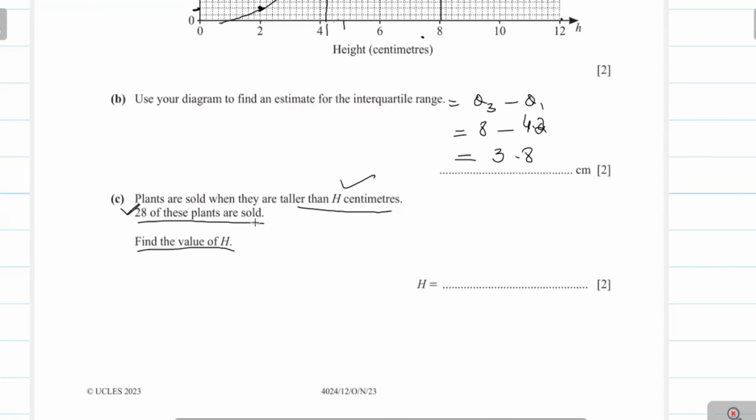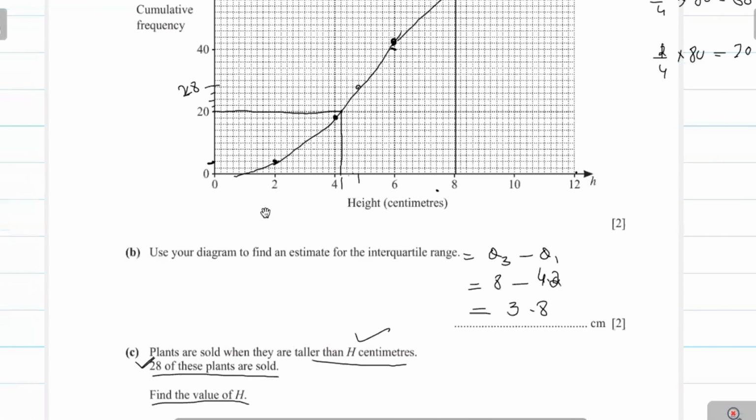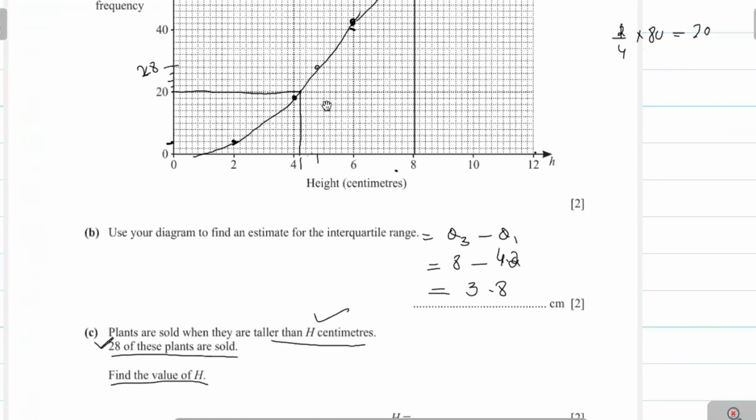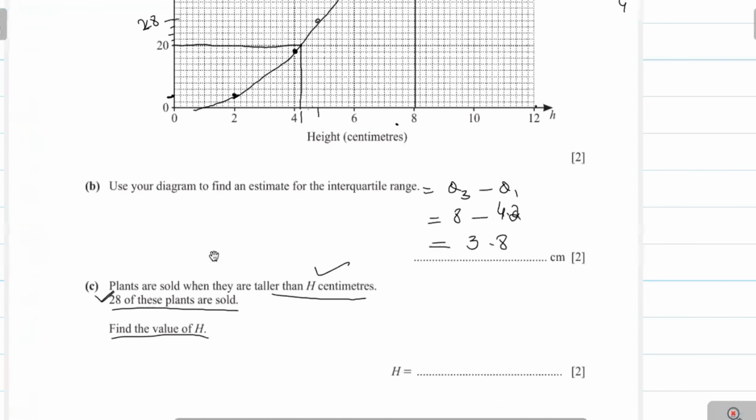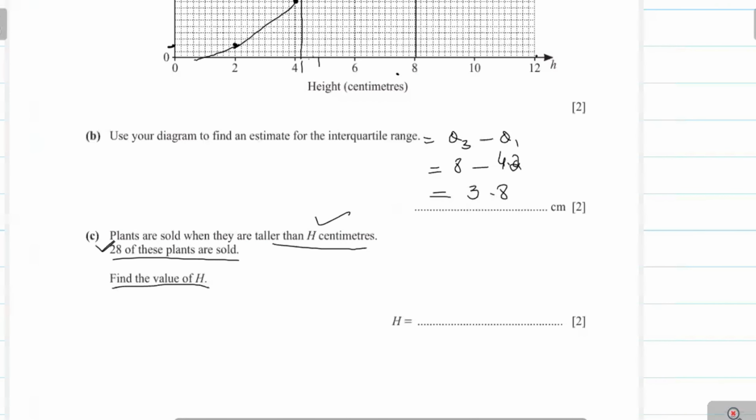40 plants are sold when they are taller than 8 centimeter. 28 plants are sold. You see here the plants are sold when they are taller than 8 centimeter. The total plants here are 80 and 28 plants are sold. The remaining plants will be 80 minus 28, that's 52. 52 plants are taller than 8 centimeter. Therefore, the value of H is 52.